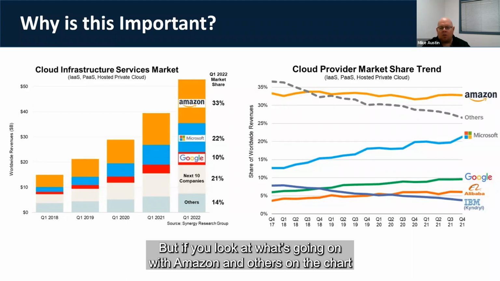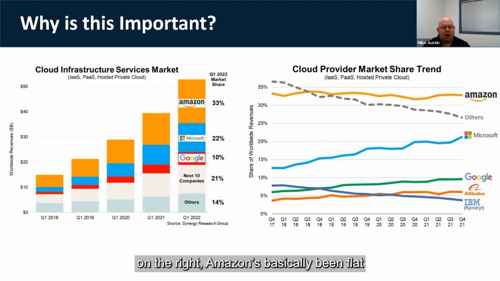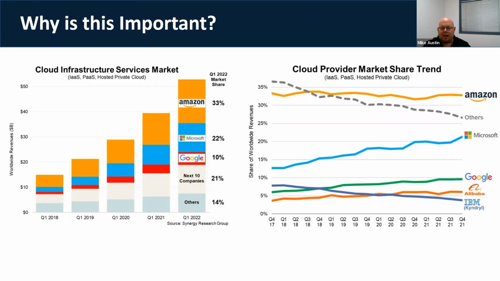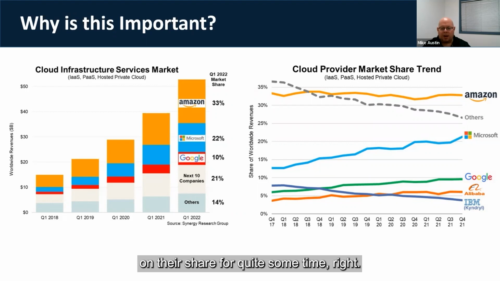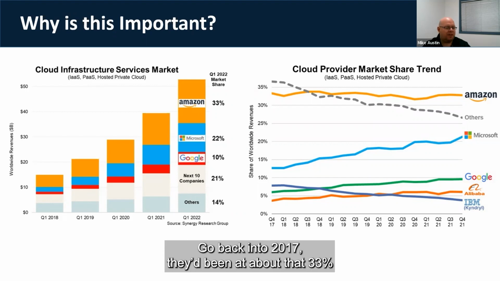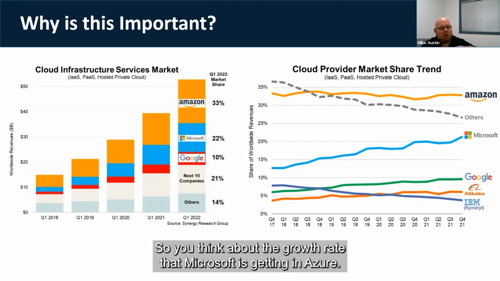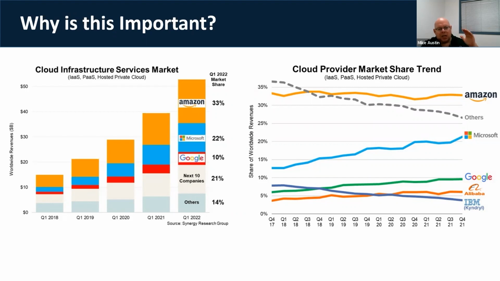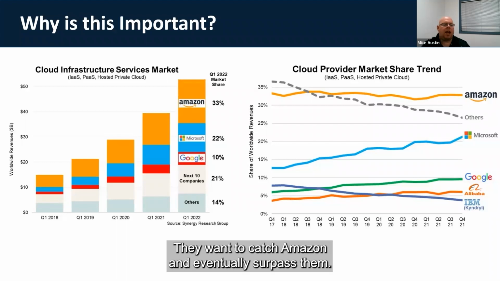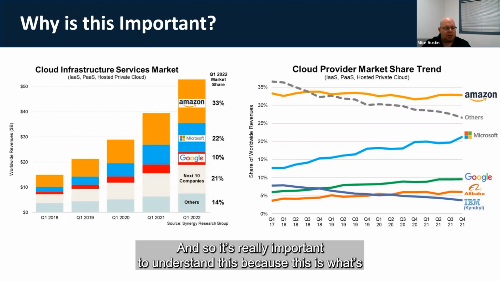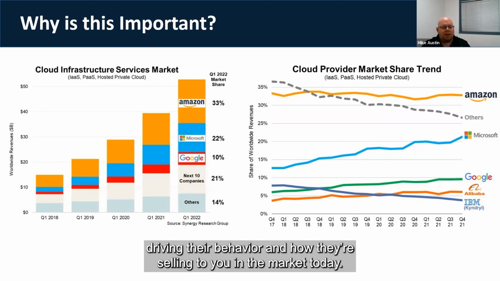But if you look at what's going on with Amazon and others on the chart on the right, Amazon's basically been flat on their share for quite some time. Right? Going back into 2017, they've been at about that 33% market share, whereas Microsoft was at 12% and have moved that up to 22%. So you think about the growth rate that Microsoft is getting in Azure, they want that to continue, right? They want to catch Amazon and eventually surpass them. And so it's really important to understand this, because this is what's driving their behavior and how they're selling to you in market today, okay?